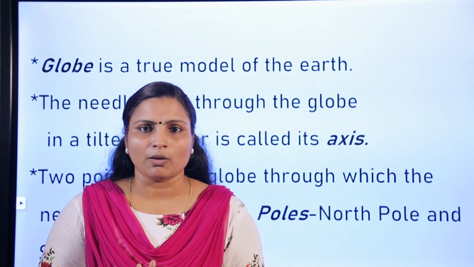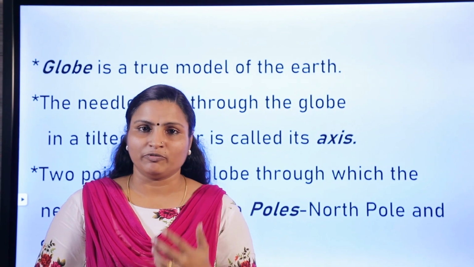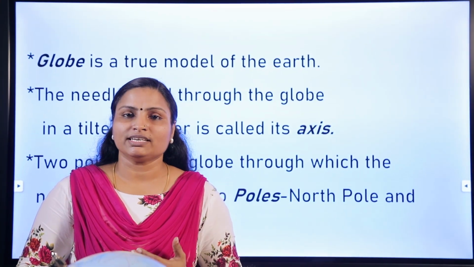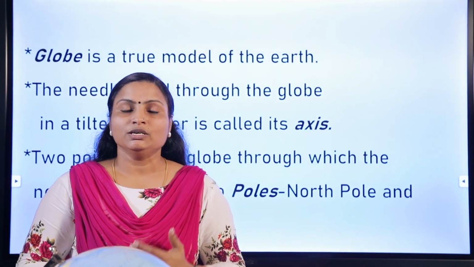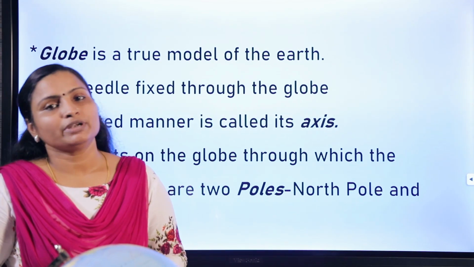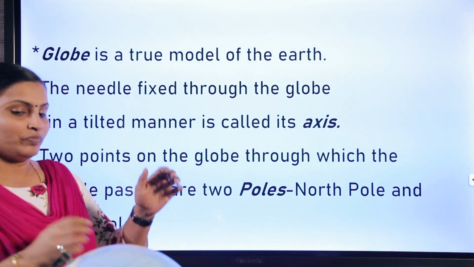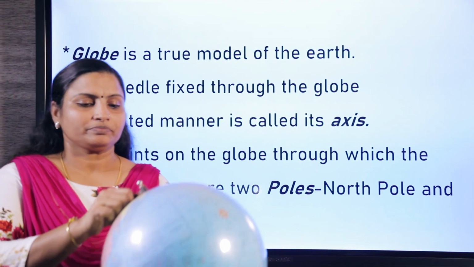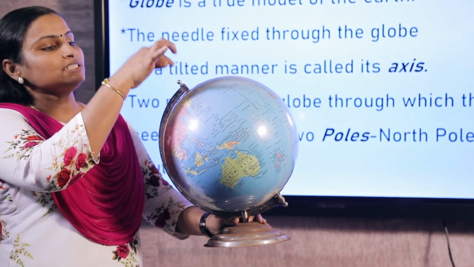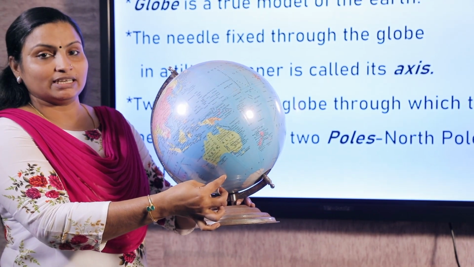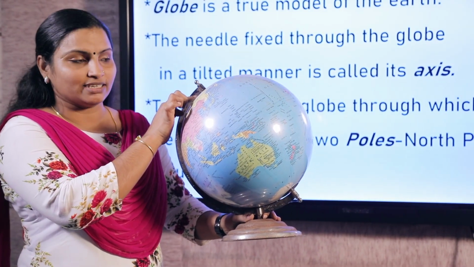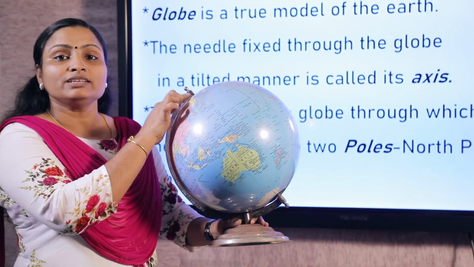What is the use of globe? We know it is helpful to locate places, countries, continents and also oceans. So here we are going to discuss more about the components of a globe. See, here you can see one needle. The needle passes through the center of the earth in a tilt manner. Listen, it is not straight. This needle, it is called axis.